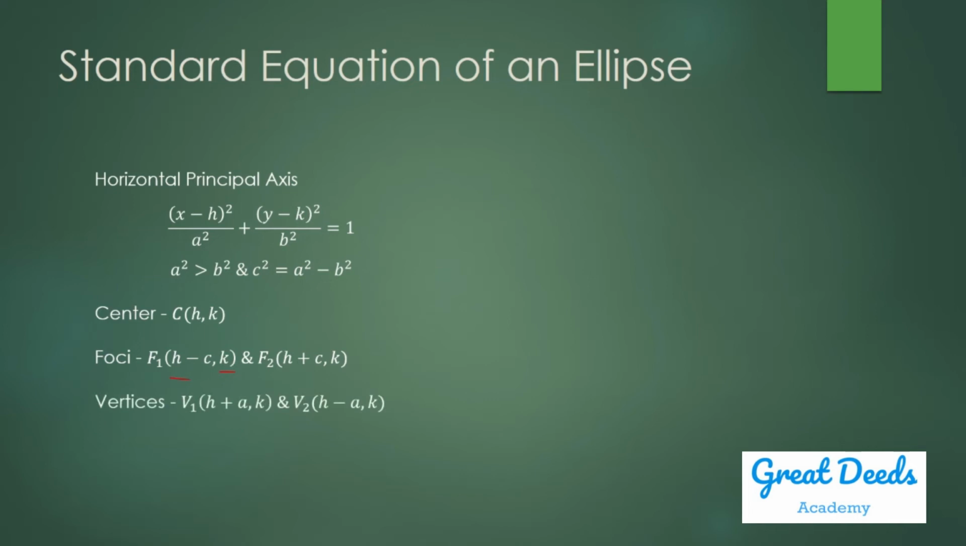The vertices. Again, the foci, the vertices, and the center are all collinear. They lie in the principal axis. Since the principal axis is horizontal, let's say, for example, this is our center. To locate the vertices, we pay attention to a. We get the square root of a squared. And so we measure a to the right of your center. That will give you one vertex. And we measure another a to the left of your center. That will give you another vertex.